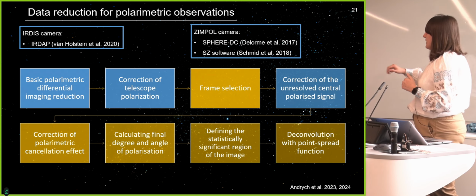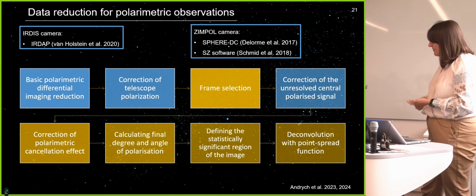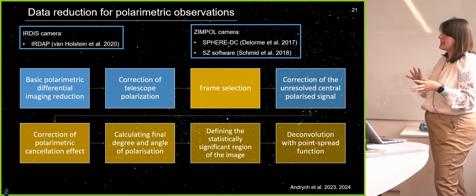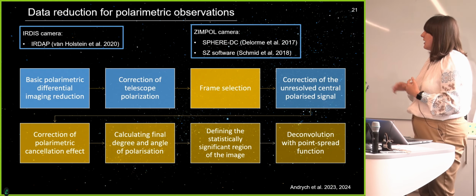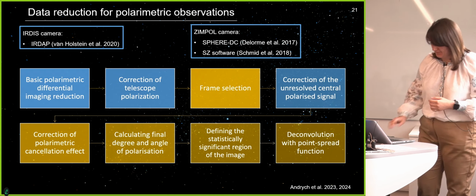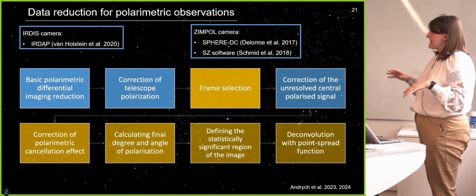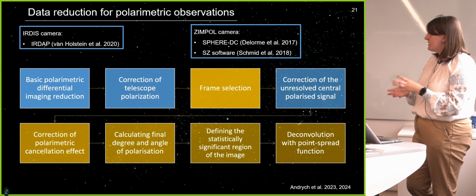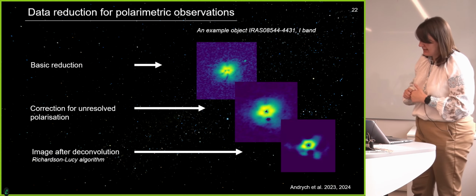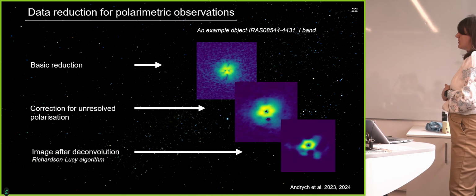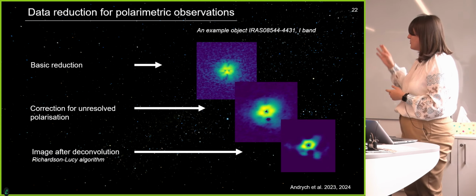And finally, we define the statistically significant region of the image by comparing the alignment of the polarization vector for our data and also the signal-to-noise ratio. So as I said, for some of the reduction steps, we use already existing pipelines. However, we modify them where necessary to fit our targets. Here is an illustration of the main reduction steps that we do with one of our targets.